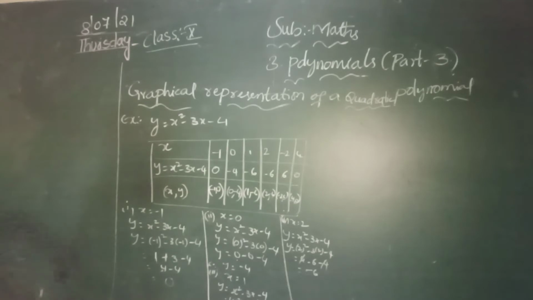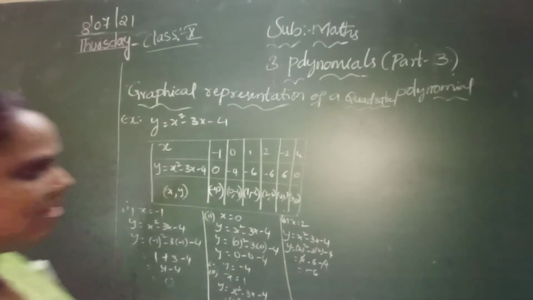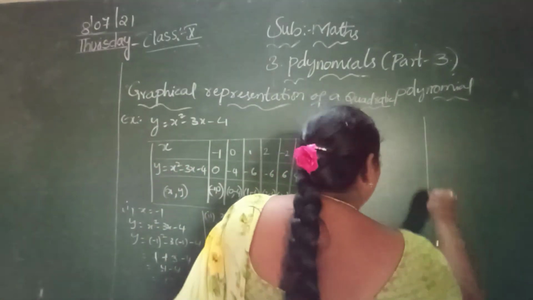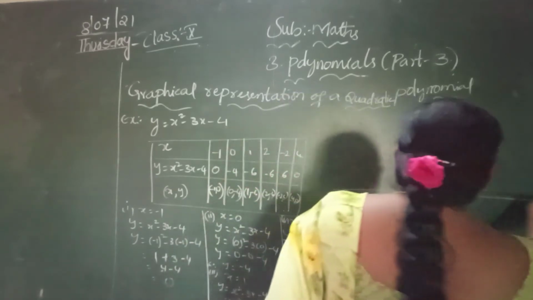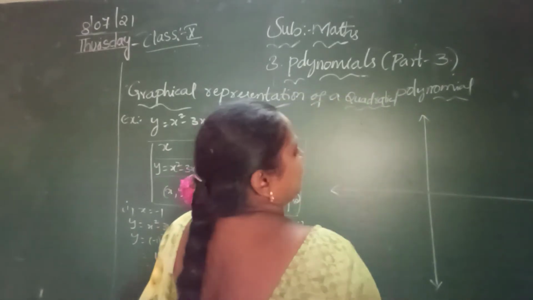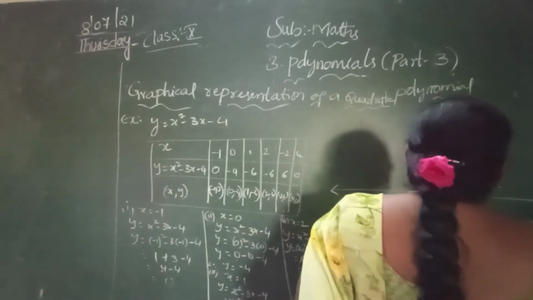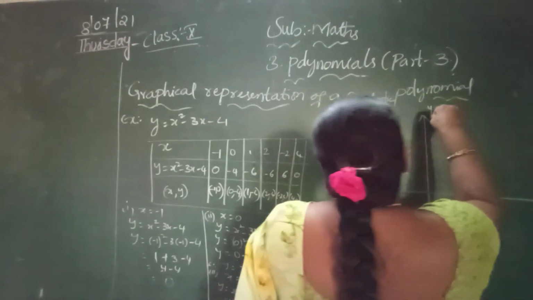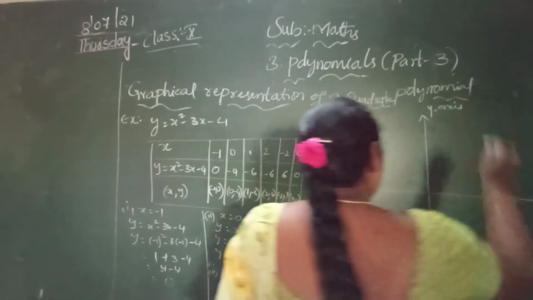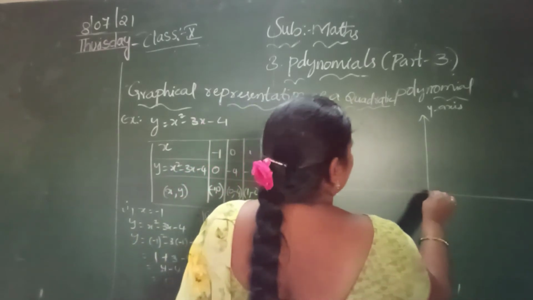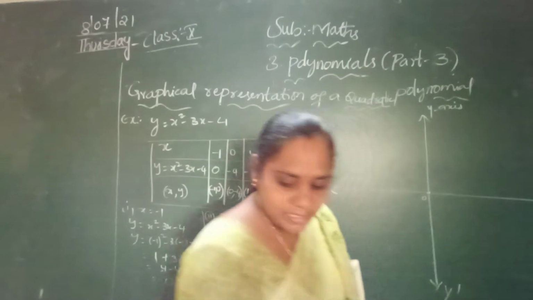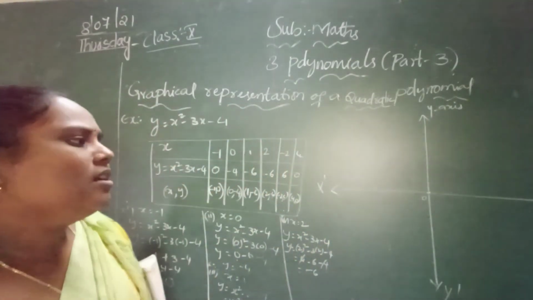Then we have to draw the graph. How will we draw it? First we will check. What is the vertical axis called? As I told you, the vertical axis we call the y axis. The horizontal line we call the x axis, y axis, y dash, x dash. The intersecting point we call the origin.